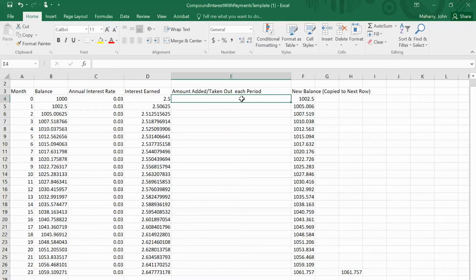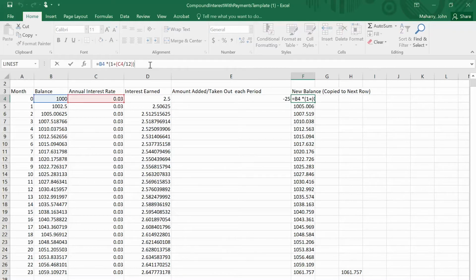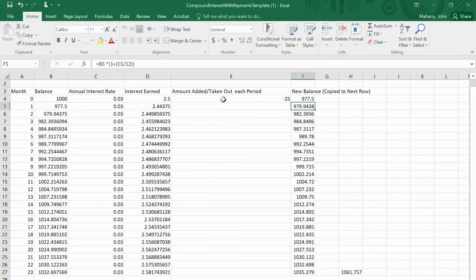So suppose he pays off $25 each month. I subtract 25. And so the new balance is I have to add in plus the amount he took out. Okay. So now he only owes $97.75 after that first month over here. That's $97.95. That's the 1,000 minus the $25 he paid off plus the $250 in interest.